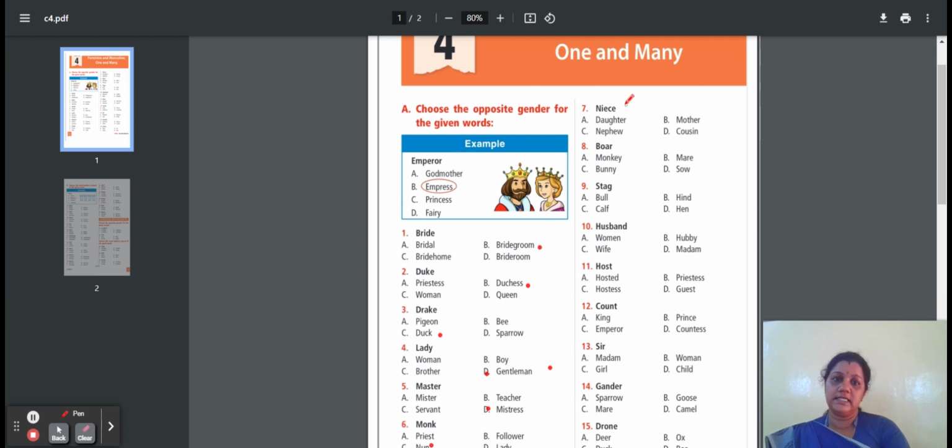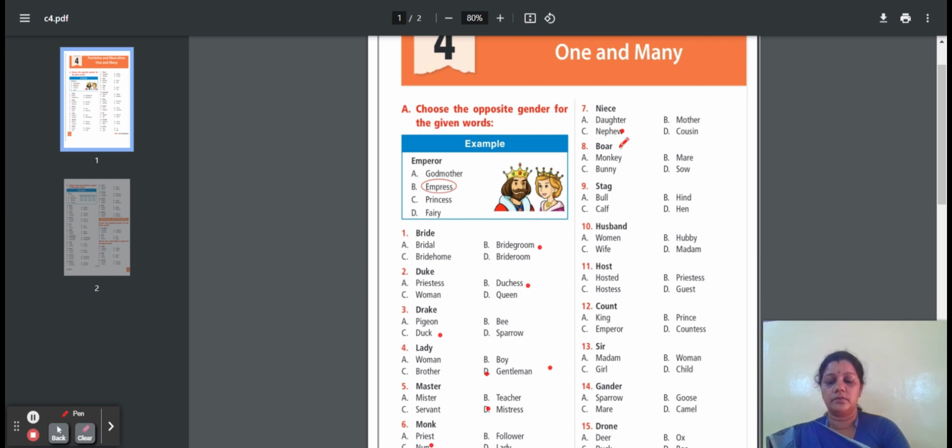Seventh one, niece. The daughter of your brother or sister is called niece. Here are the options: daughter, mother, nephew, cousin. Daughter, a female child. Mother, the female parent of a person or an animal. Nephew, the son of your brother or sister. Cousin, the child of your aunt or uncle. Here, the option is nephew. The opposite gender for niece is nephew.